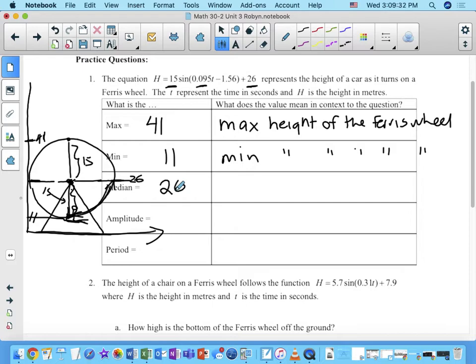Okay. What is the 26? How would you describe that? So it's not kind of halfway up. The way that I would describe it, it's a hard thing to describe. Like you can all see it. I would say that it's the distance or it's the height of the center of the wheel above the ground. Does that make sense? Because like here's the ground, here's the center of the wheel. This is 26. It's the height of the center of the wheel above the ground.